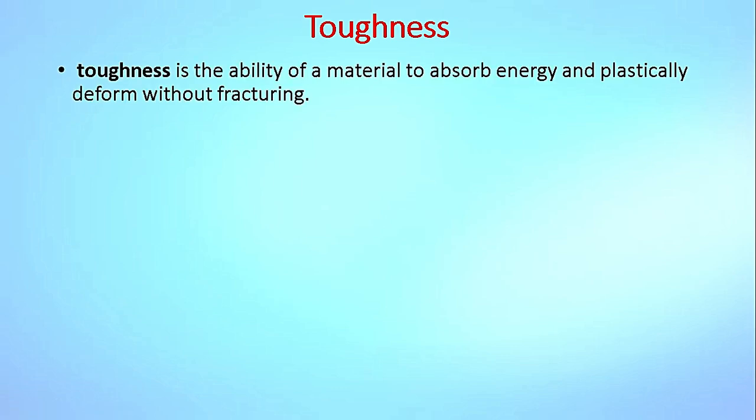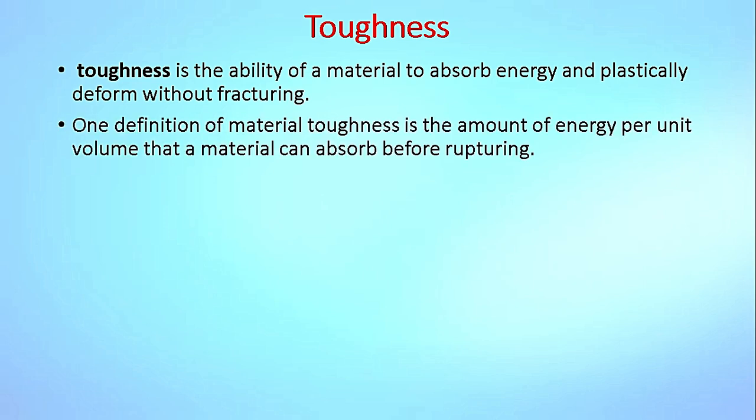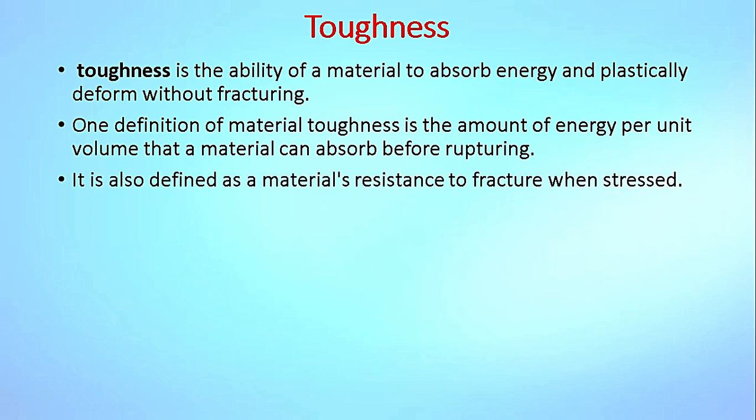Next property is toughness. Toughness is the ability of a material to absorb energy and plastically deform without fracturing. Also, another definition: material toughness is the amount of energy per unit volume that a material can absorb before rupturing. Or we can also say that it is defined as the material's resistance to fracture when stretched.